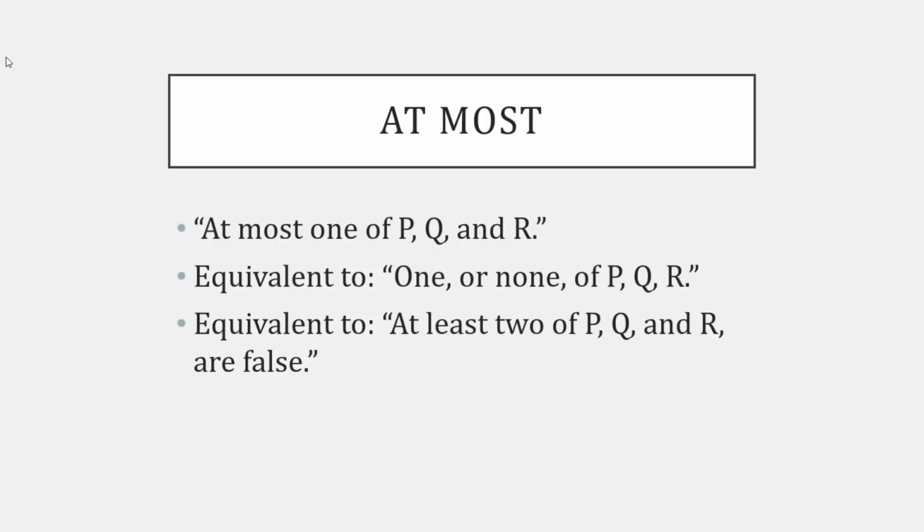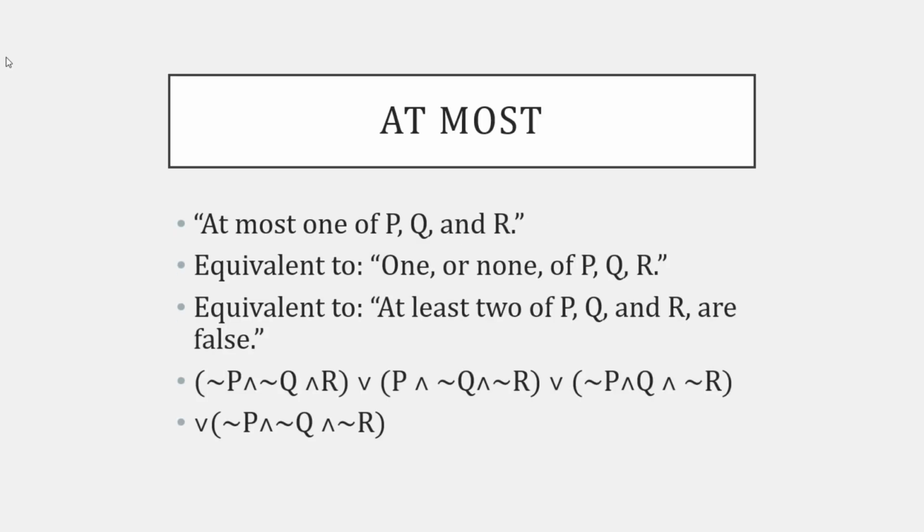Now, that's kind of annoying to represent, to be honest. You're going to have to enumerate a whole bunch of cases. So it's helpful to notice the following: 1 or none of P, Q, and R is true is equivalent to at least 2 of them are false. So we can use the representation that we just had for at least to capture at most by just putting negations on them. We just flip it. So it looks like this.